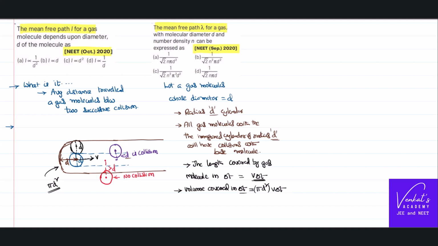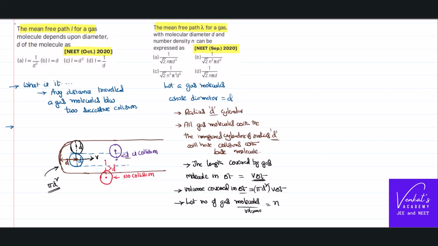Now, there are a certain number of gas molecules within this volume, right? So let us assume the number of gas molecules per unit volume is equal to n, right?